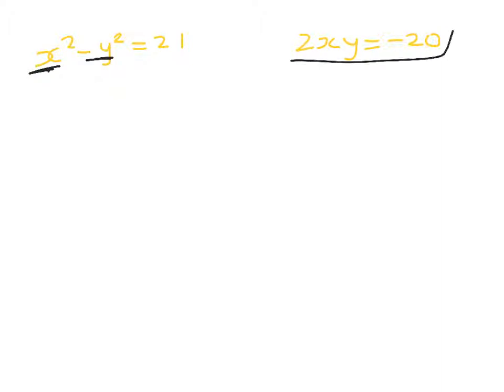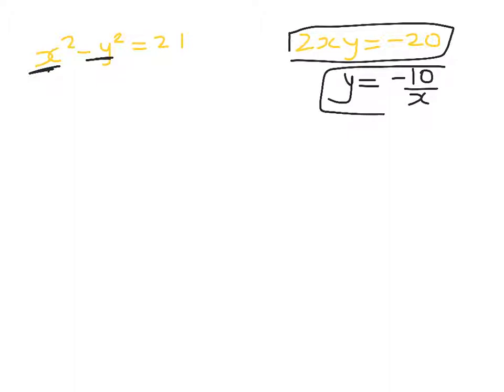Okay, so we've got x squared minus y squared equals 21 and we've got 2xy is equal to negative 20. We need to get this into an equation of one variable, so we're going to use this to eliminate y from that first equation. y is equal to negative 10 over x. So now we take this and we substitute it back in here.